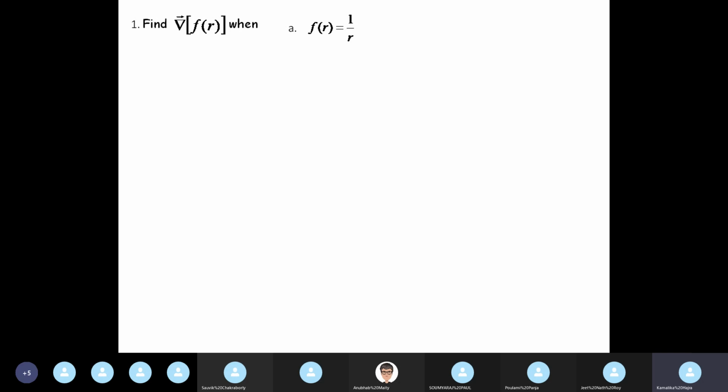So the problem is: find the gradient of f when (a) f of r equals 1 by r, (b) f of r equals log r, and (c) f of r equals r to the power n. So I've given you three functions of r. Will you try using the formula? This is the formula: grad of f of r equals f prime r, r cap. Will you do the first one? Can you do it quickly, unmute and tell me the answer?